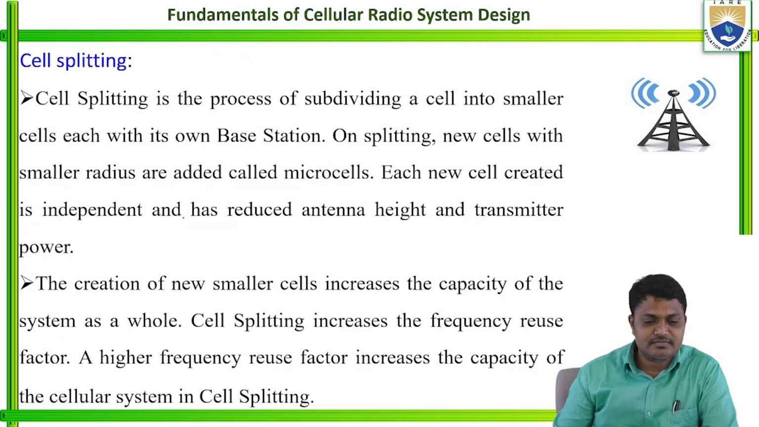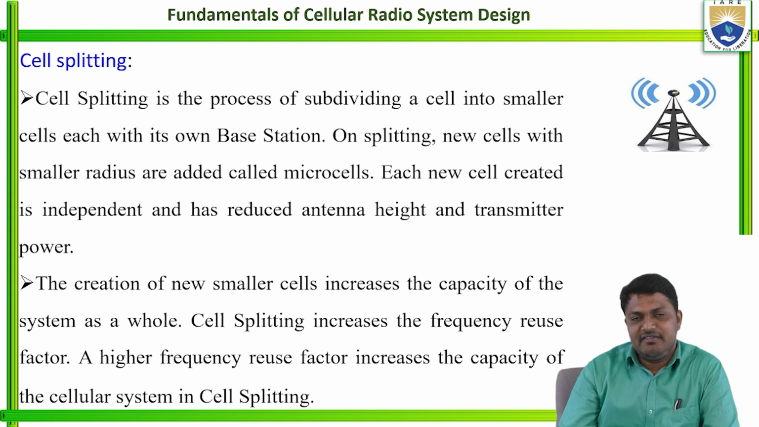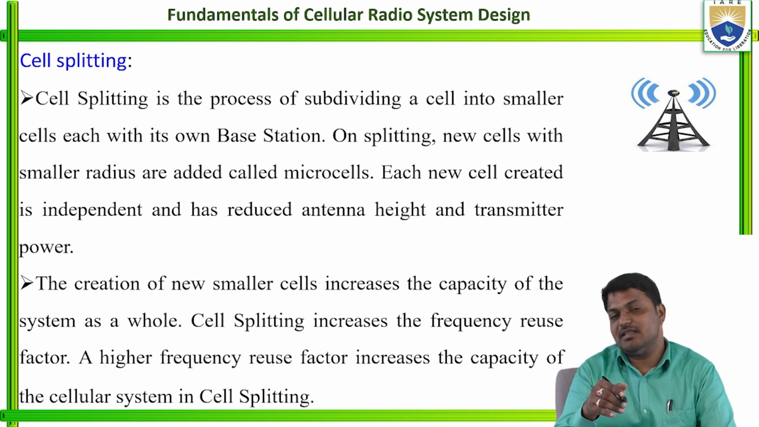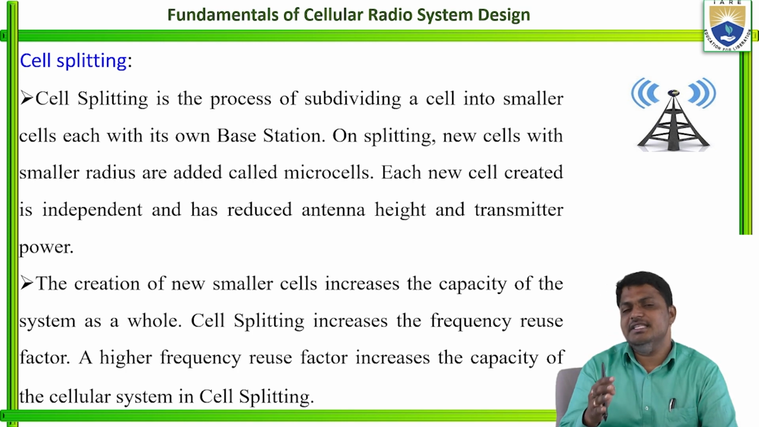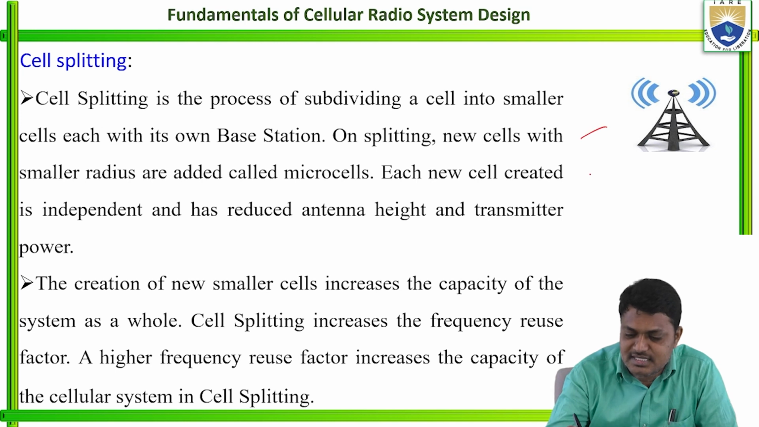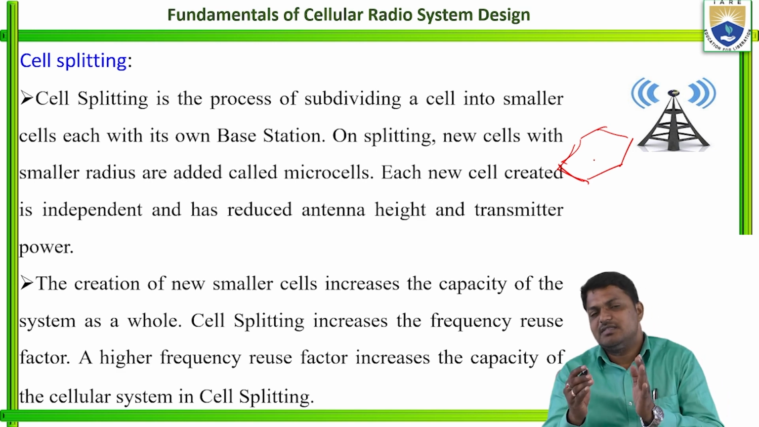Cell splitting is the process of subdividing a larger cell into smaller cells, each with its own base station. I am repeating, cell splitting is a process in which a large cell is split into small cells, each with its own base station. When we do cell splitting, new cells with smaller radius are added, called microcells. See here, this is the high power transmitter. This high power transmitter is split into small cells.